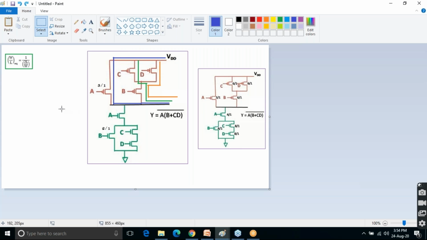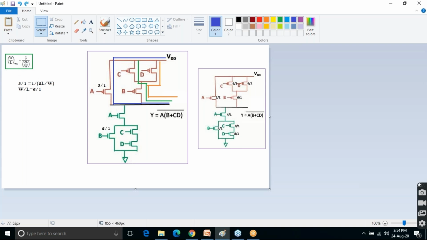So how to do it? I have told you there are three paths, that is blue, green, and orange. Now what you need to do? As you know, this is the equation. Here I want the W by L ratio to be 3 by 1 for this case also and this case also. So I need to find the equivalent W by L ratio for C as well as B. So how to find it?